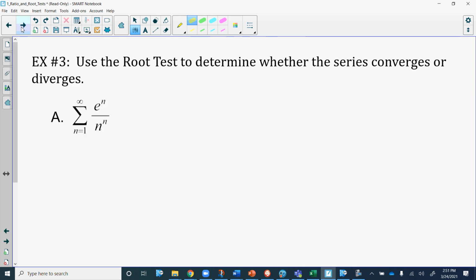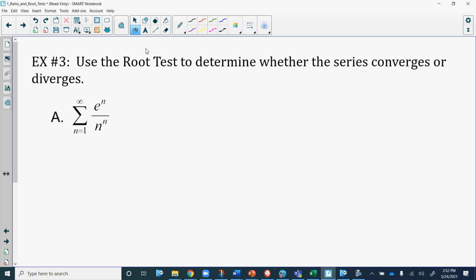Anyway, let's take a look at some examples here. So again, we'll see some examples now. In this case, the root test examples that we're going to be looking at are not going to be quite as diverse as what we saw with the ratio test.